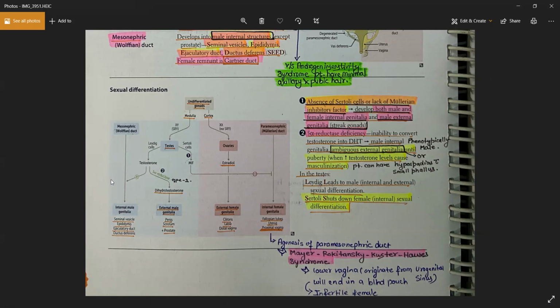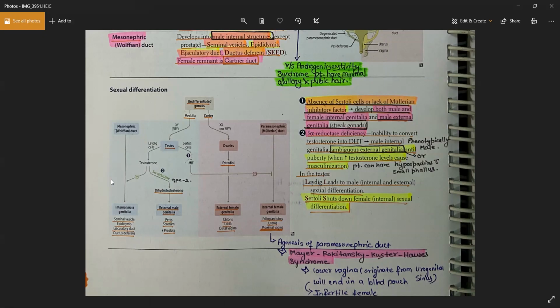Okay. Thank you. So like I told you, 3-4 things you need to remember. One is the SRY gene, second is the MIF, and third is the androgens. Okay, if any of these things become deficient, you will end up having the female development instead of male through that structure which is required, right?